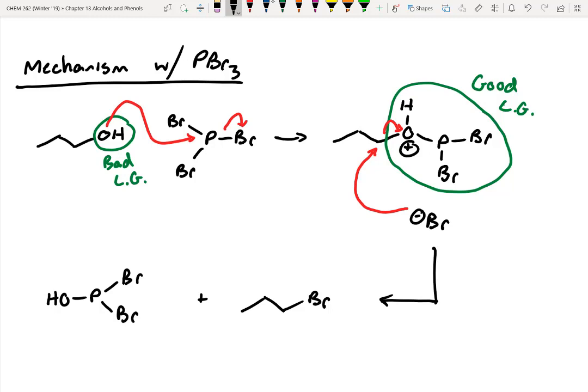So this mechanism is a bit easier, but just like before, it's an SN2 reaction. So if we have a stereocenter, it's going to get inverted during this process. Does that make sense? All right, so just more tools for the toolbox. If you want to add this to your reaction map, go for it.